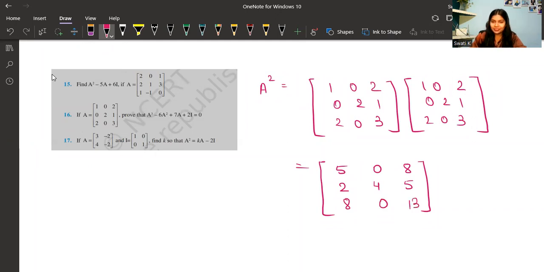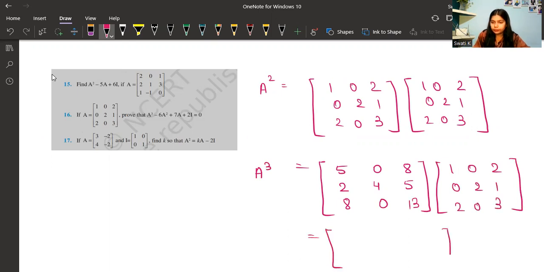So this is the value of A square, but we need to find out the value of A cube. That means this A square times A. Remember, I'm skipping some of the steps here. You don't skip the steps, and you write it down properly. So let's write down A again: 1, 0, 2, 0, 2, 1, and then 2, 0, 3. Now we need to multiply this to get the value of A cube.